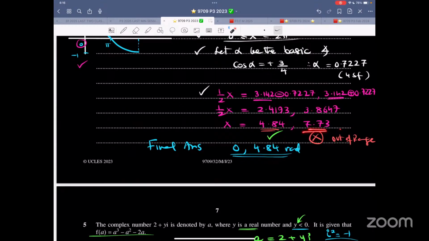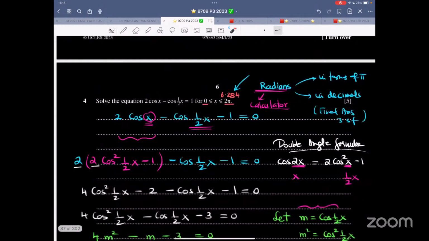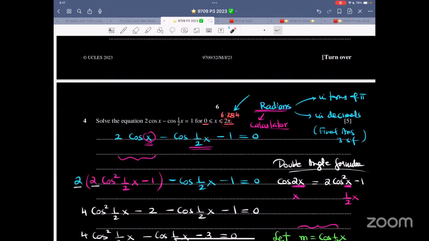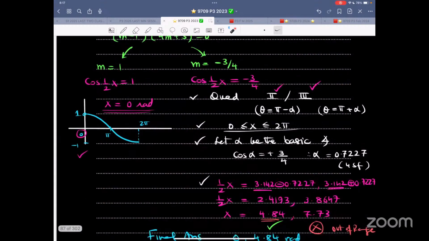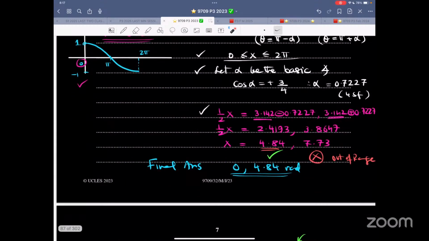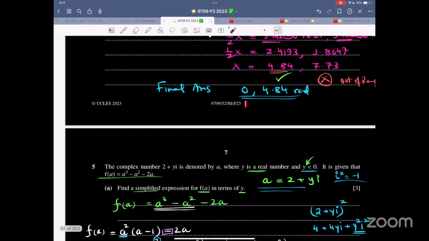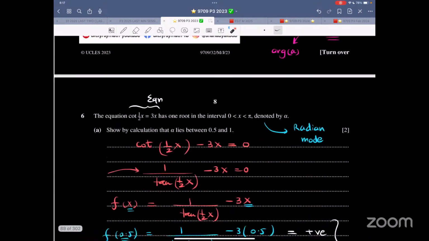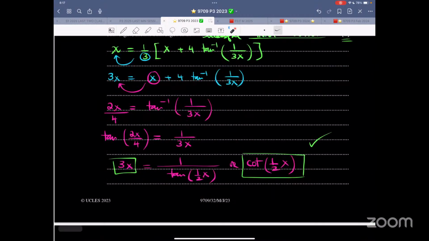This is out of the range. Because we have a habit of working till 2 pi, we are working till 2 pi, but now this answer is getting out of the range because of this. So therefore, only one answer from here and one answer from here. Complex number for tomorrow, numerical solution for tomorrow.